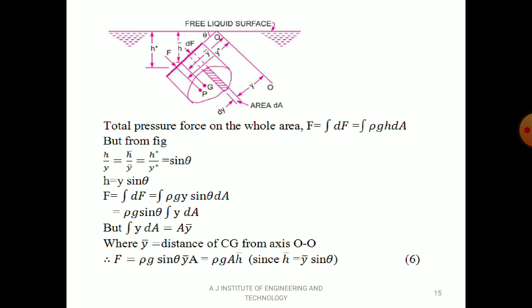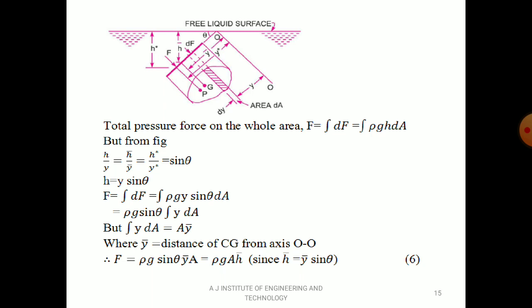So rho g sine theta integration y dA, but integration y dA equals A y bar. Similar to the previous problem, where it was h into dA and became A into h bar, here it is integration y into dA, which equals A into y bar, where y bar is the distance of the center of gravity from axis OO. Therefore F equals rho g sine theta, y bar into A. So what is y bar into sine theta?